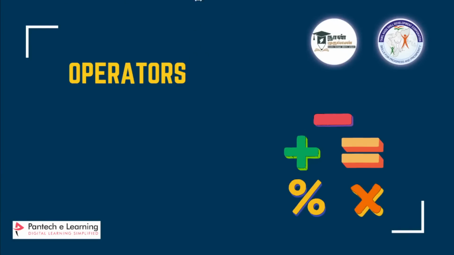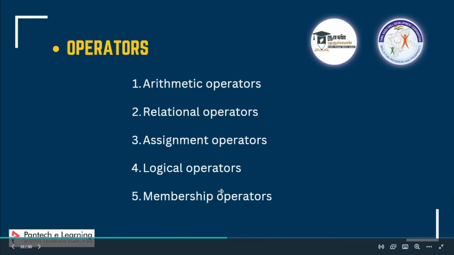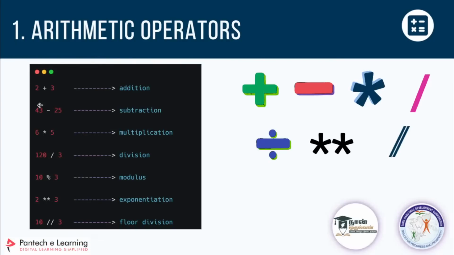So next one will be operators in Python. We'll start with operators. There are 5 types of operators we are going to see: arithmetic operator, relational operator, assignment operator, logical operator, and membership operator. We are starting with the arithmetic operator, which is for arithmetic operations, in simple terms, maths. These are applicable only with numeric data types.